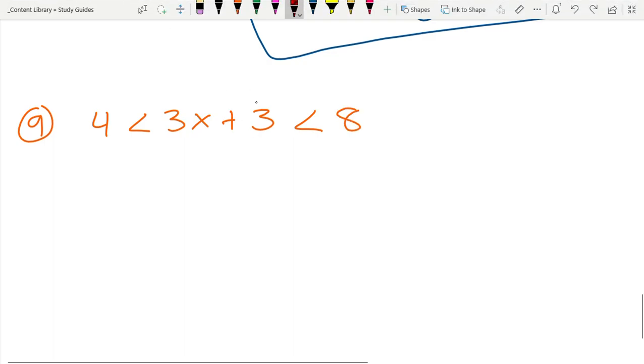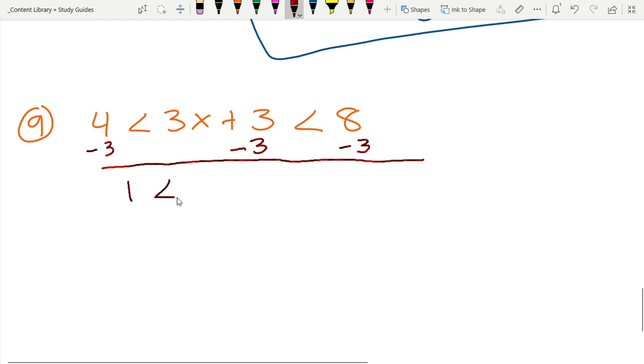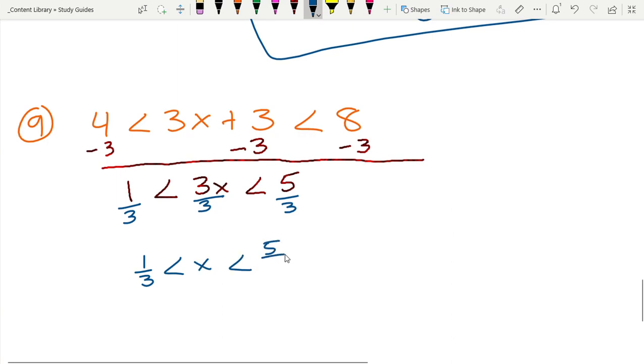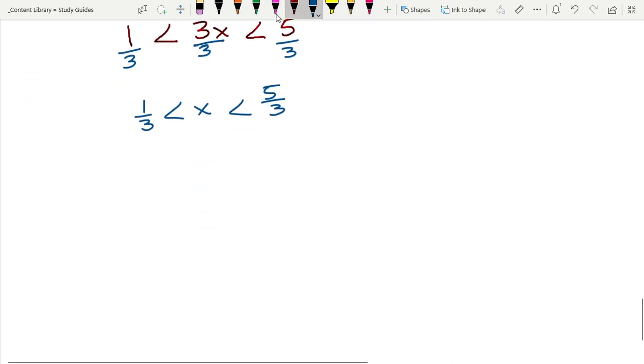So to get rid of a plus 3, you're going to subtract 3. And you're going to do it to all 3 sections. And now let's see what we have left. 4 take away 3 is 1. Your 3x is all that's in the middle. And you have a 5 on the right. This 3 is a multiplier, so we're going to divide to get it out of there. And we're going to divide all 3 sections. So you get 1/3 less than x less than 5/3. And that's your answer. Except now we actually have to graph this as well.